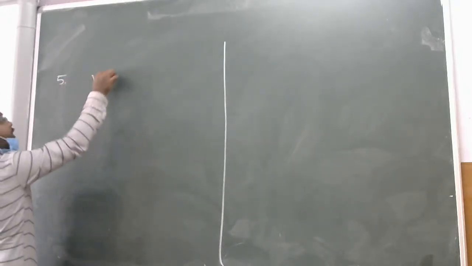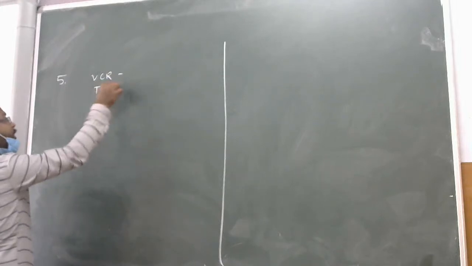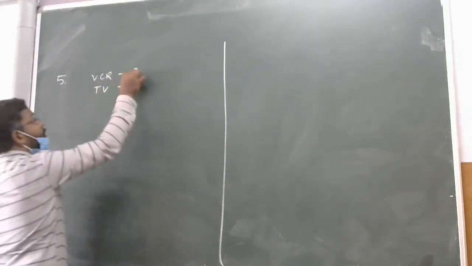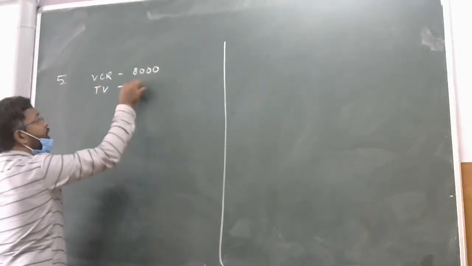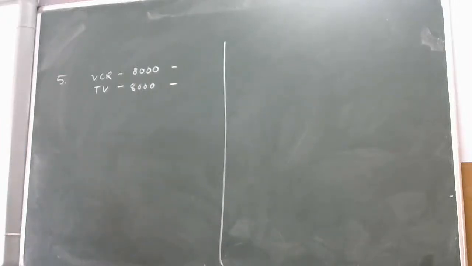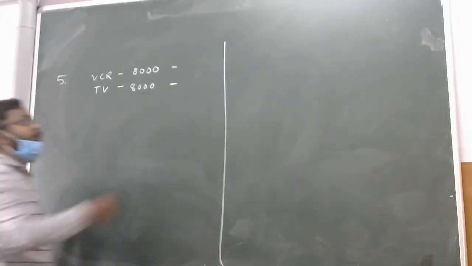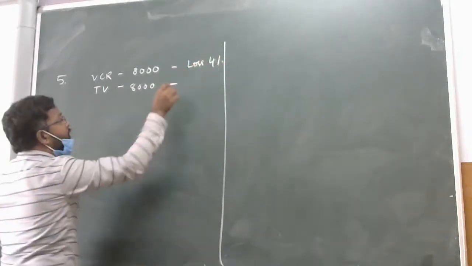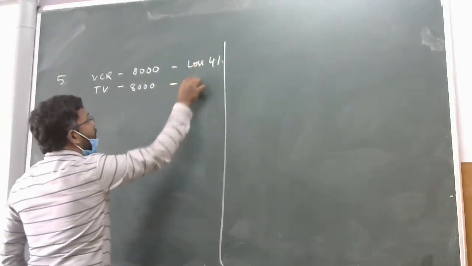So the shopkeeper is buying two things: a VCR and a TV. And the cost price of both VCR and TV is 8,000 rupees. Now, on VCR he is making a loss of 4%, and on TV he is making a profit of 8%.